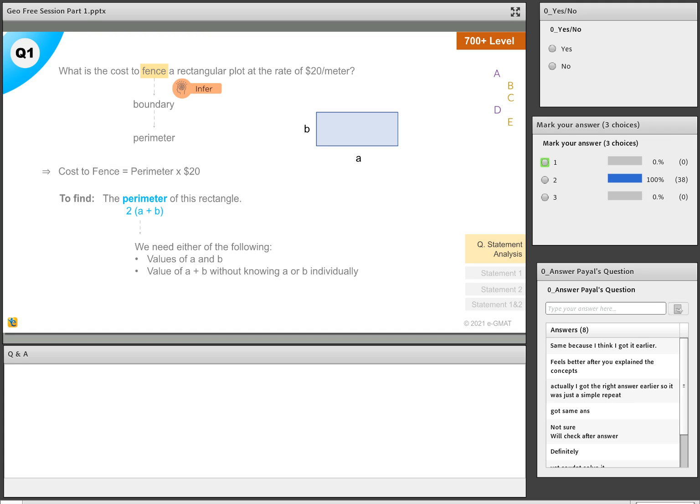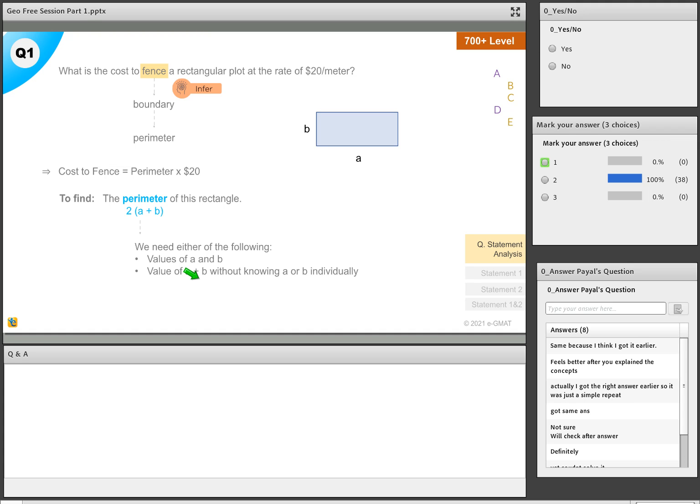Now, how many of you were able to draw that second inference, that even if you just have the sum of a and b, you will be able to find the answer? Or rather, tell me how many of you were not able to draw that inference. That's very important. So there are quite a few of you, 5 or 4 of you, who are responding to that question. You guys were not able to do that.